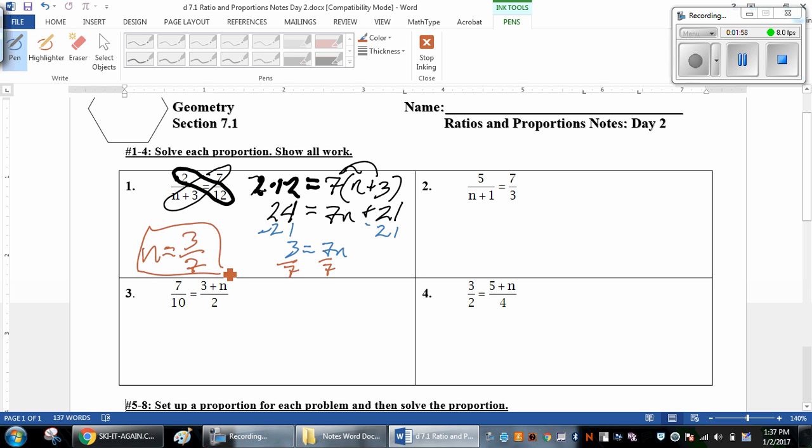I want you guys to go ahead and pause it, solve 2, 3, and 4, and check your answers. Go ahead and pause it now. Work those out. I'm going to get the answers up here for a second. All right. Number 2, you should have gotten n equals 8/7. Number 3, we should have gotten n equals -8/5. And number 4, we should have gotten n equals 1.